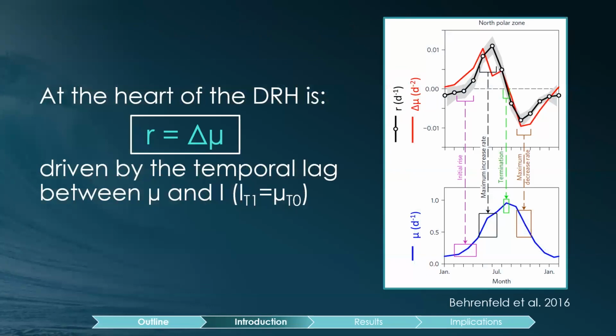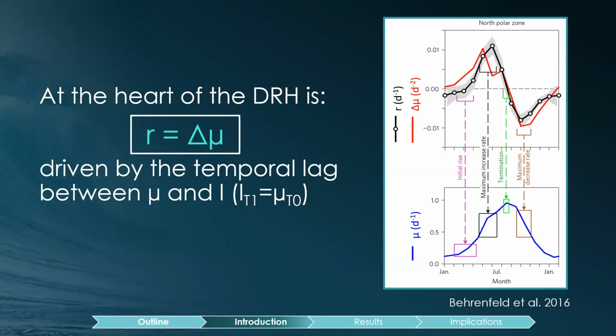This is just some additional evidence for this. And what is at the heart of this disturbance recovery hypothesis is that accumulation rate is proportional to the change in growth rate. In other words, division and loss are tightly coupled, such that accumulation rate, or the rate of change of biomass, is determined by the rate of change in division, which is driven by this temporary lag between growth and loss rate.